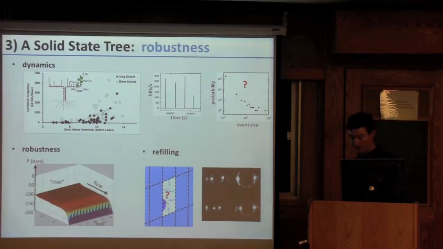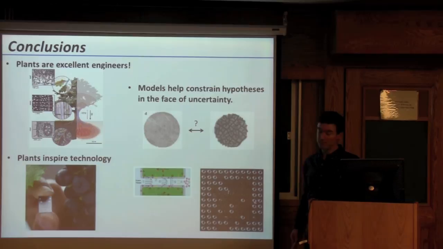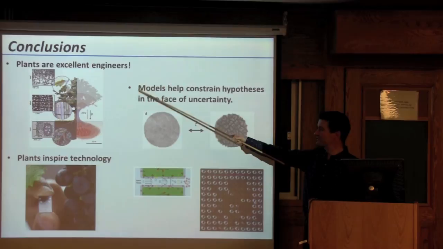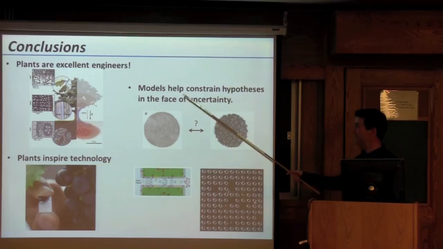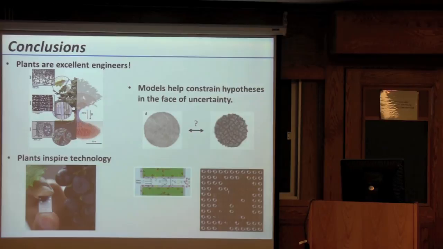So I'll finish with these, remind you that your choice of species to study, they're excellent engineers and inspiration. There are opportunities for technologies both to interface with plants and to go out into other places in the world, and then that models, both mathematical and physical, like all models, are wrong, but potentially can be useful to constrain the way you think about a system that you have a lack of information on.